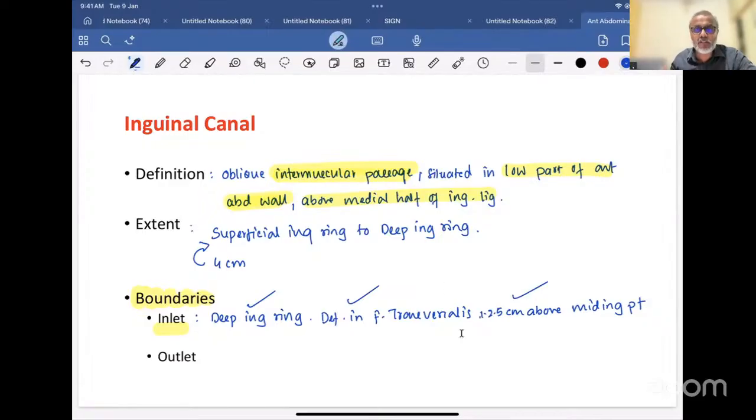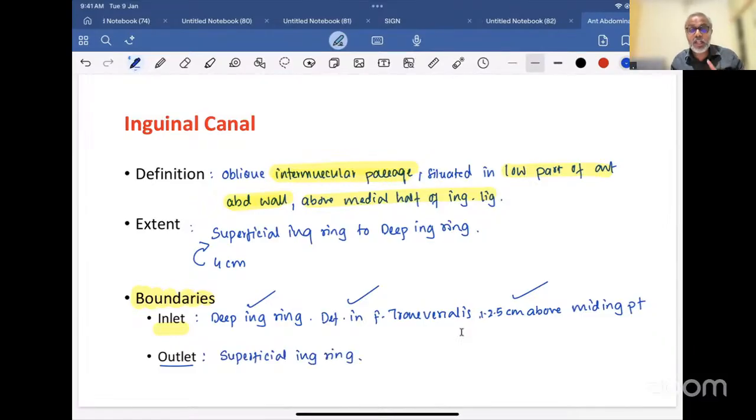This should be enough. Very often we have seen students, when asked about the boundaries, tend to forget about the inlet and the outlet. So these are the 2 things that we must highlight, right? The inlet and the outlet. Okay. Then what about the outlet? Remember, the outlet is formed by the superficial inguinal ring.